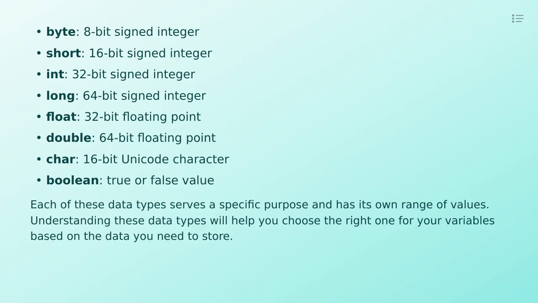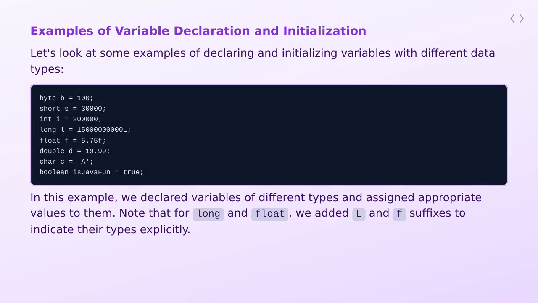Each of these data types serves a specific purpose and has its own range of values. Understanding these data types will help you choose the right one for your variables based on the data you need to store. Now, examples of variable declaration and initialization.